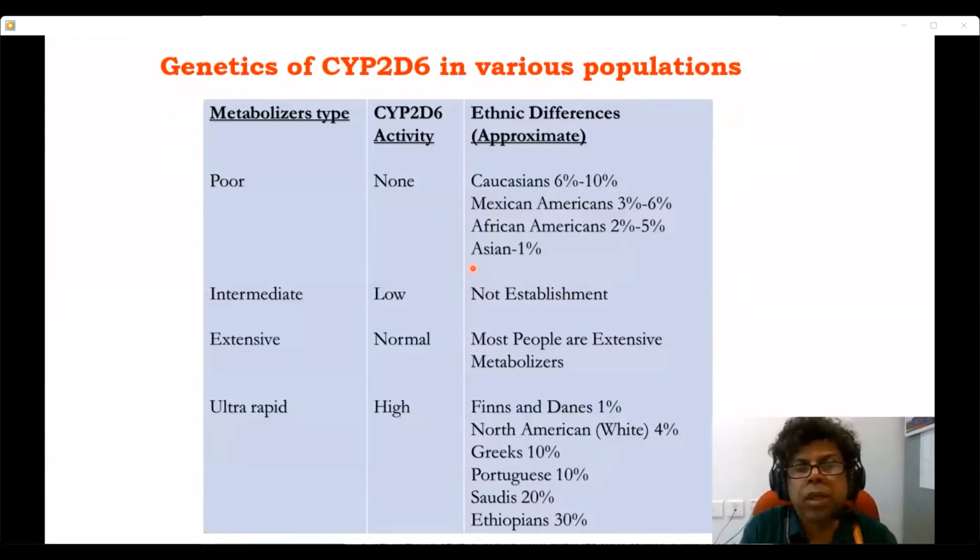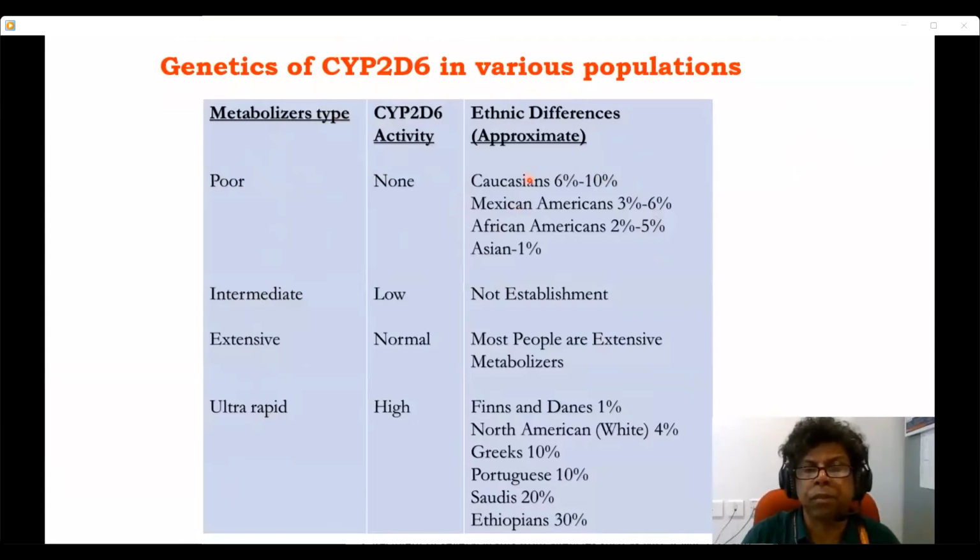Now, this slide I put up because of how these enzymes are there in the different populations in terms of phenotype. As I mentioned, there are 4 different phenotypes: poor, intermediate, extensive, or ultra rapid phenotypes. These are the different metabolizers. Now, if you see the SNPs, whatever you see with the CYP2D6 are different in the different populations.